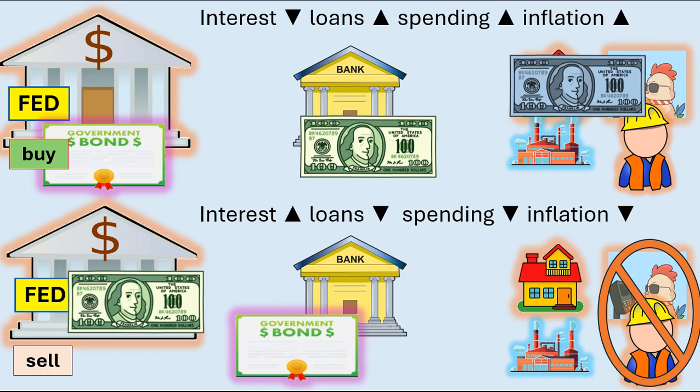And in that slowing down a little bit, in slowing growth, inflation decreases because spending decreases, demand decreases, and when demand goes down, price goes down, and prices stabilize. That is what happens when the Fed buys and sells bonds.